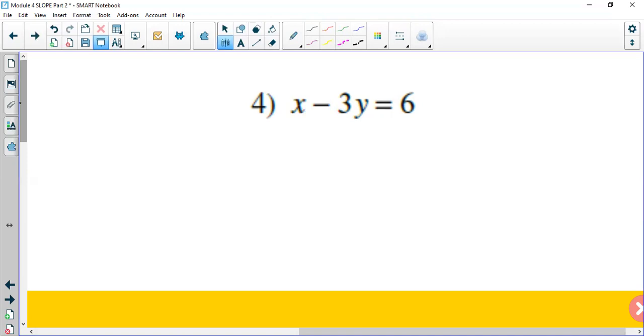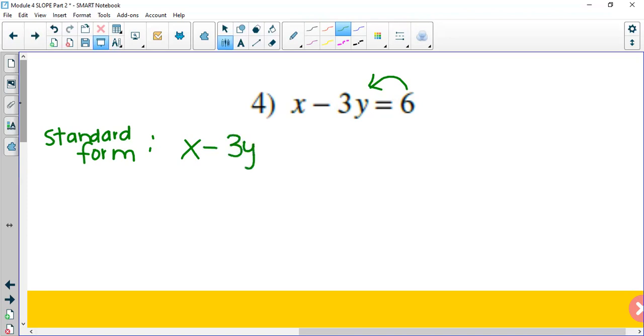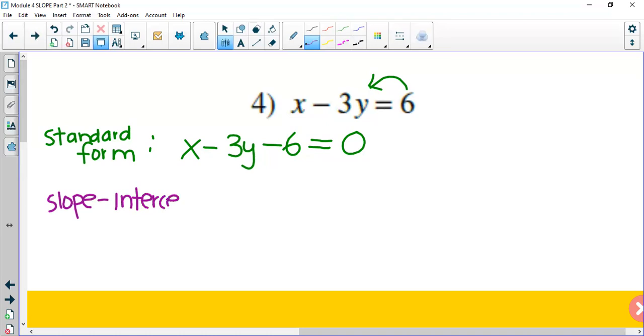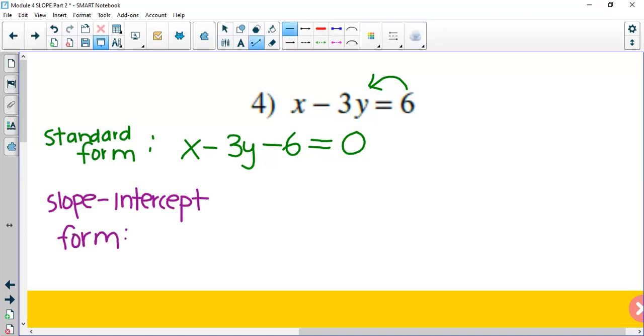I'm going to do standard form and I'm going to do slope-intercept form. So for standard form, we just have to move everything over to the left-hand side. So x minus 3y minus 6 is equal to 0. That gives me standard form. In order to find the slope and the y-intercept, I have to do something completely separate.